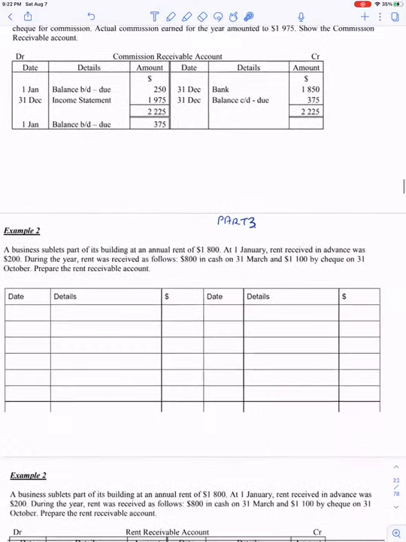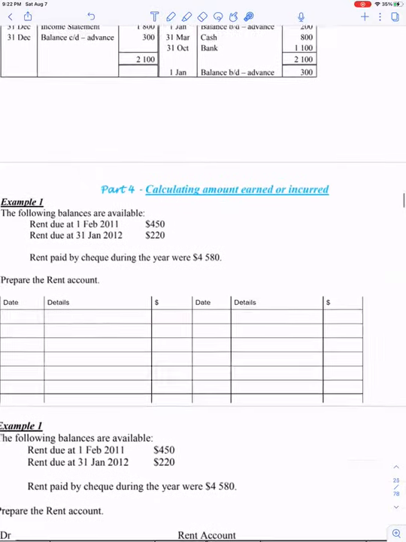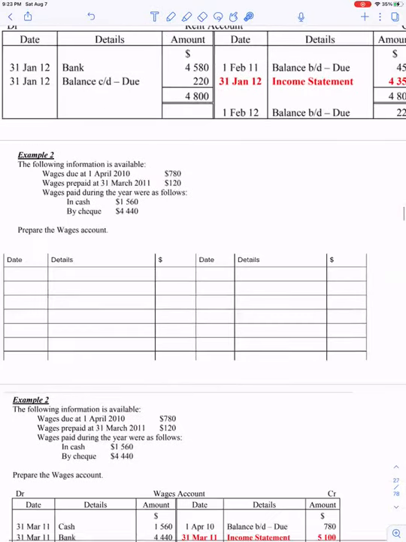Let's do one more sum of an expense and then proceed with the income. Let's do the wages account. Prepare a wages account. As you all know, wages is an expense. Okay. The following information is available.